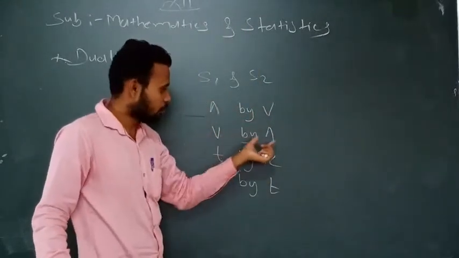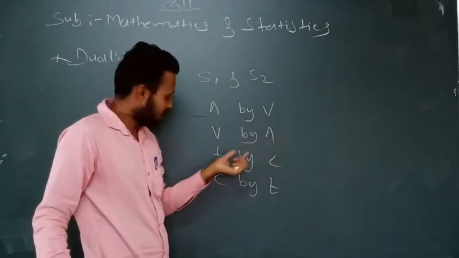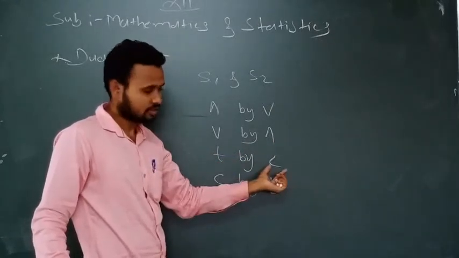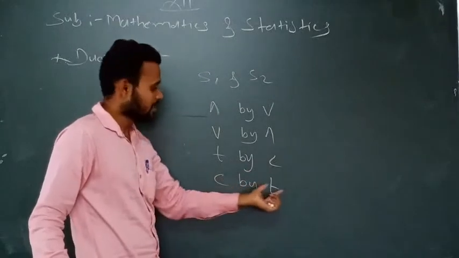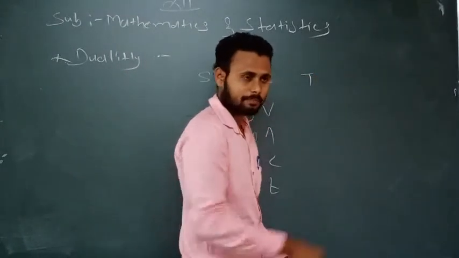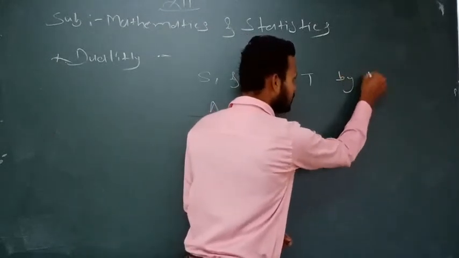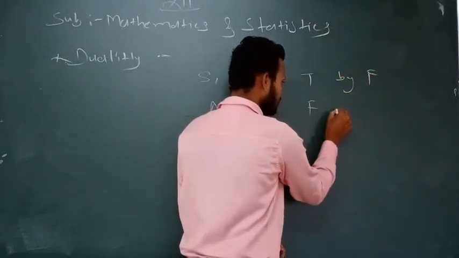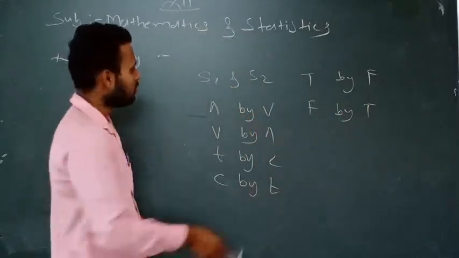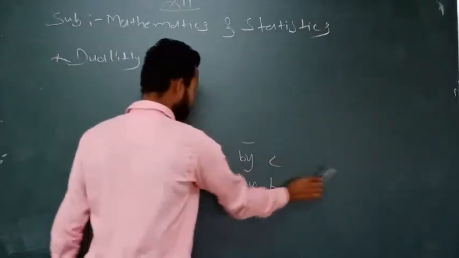In place of disjunction we will replace conjunction. And if in that statement there is small t, then we replace that small t by small c. If small c, then we replace it by small t. If in that statement there is capital T, then we replace that capital T by capital F. And if capital F, then we replace it by capital T. This is what duality of two statements means.